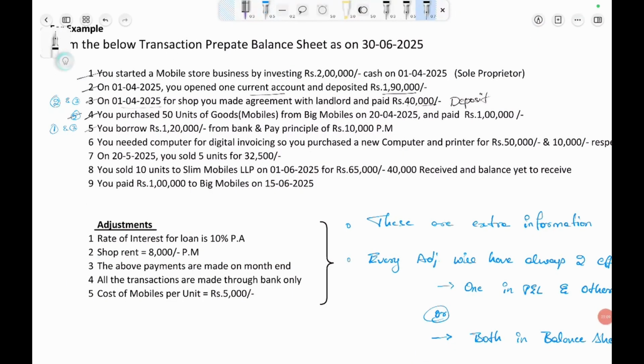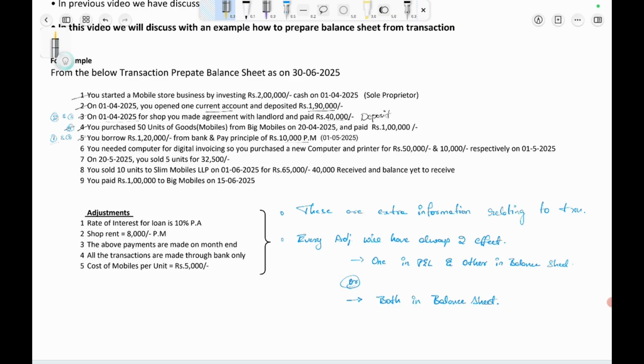Now the fifth transaction. It says you borrow rupees 1,20,000 from the bank and pay principal of rupees 10,000 per month. The date mentioned is 1/5/2025, which means on this date you took the loan. Let's see the adjustment, whether the adjustment comes first or the transaction. It says the rate of interest for the loan is 10% per annum, but the payments are made on month end. You pay interest after taking the loan, not before the loan. So this transaction is happening first.